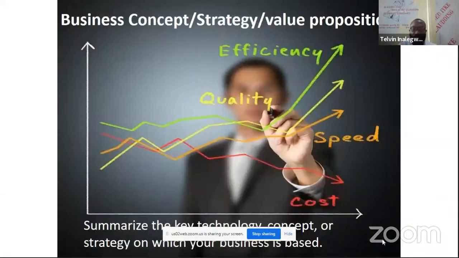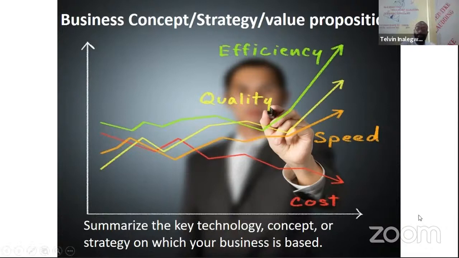Then your business concept, strategy, and value proposition. What is the efficiency of your business? The quality, speed, cost, all that entails in your strategy, your value proposition, and then your business concept. Others have been selling their products before, the produce, but now you are coming in. What is your strategy? How efficient can this your business be? What technology are you about to use? What is the new concept on which your business is based? How is it different from what they've been doing before?